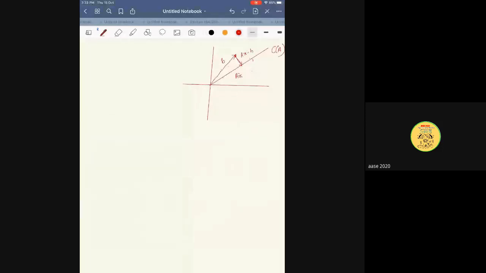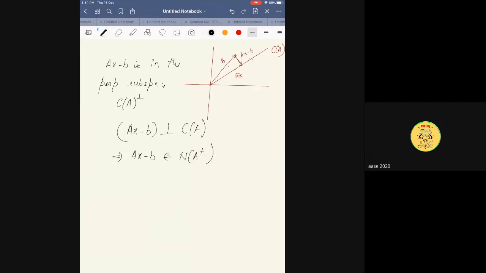So AX minus B is in the perpendicular subspace C_A perp, and we know that C_A perp is equal to the fundamental subspace, the left null space of A, that means the null space of A transpose. So AX minus B belongs to the null space of A transpose, that means A transpose (AX minus B) equals 0. From here, we get A^T A X = A^T B. So for AX to be the best approximation, we need to solve this normal equation.